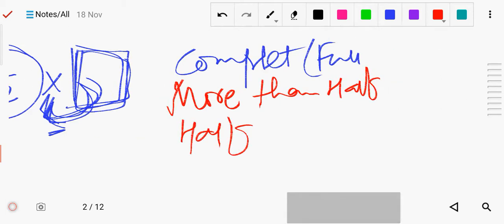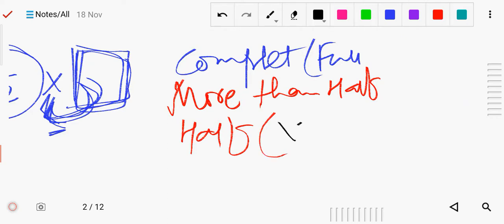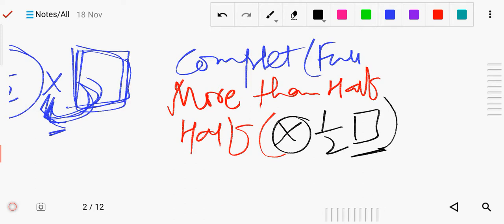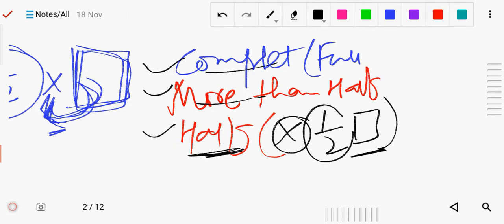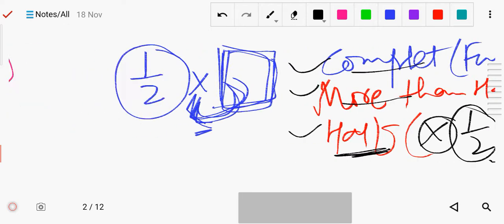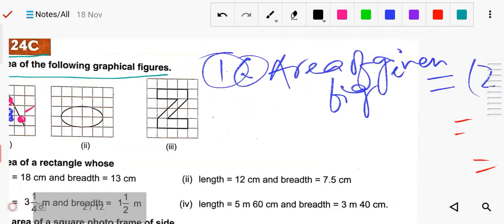And here what is the condition? You have to multiply by half of that particular box, meaning the area of that grid. So three things you have to see: complete, more than half, and half, but the half one will be multiplied by half of this box, that particular grid's area. Got it? So this is the procedure to solve this.